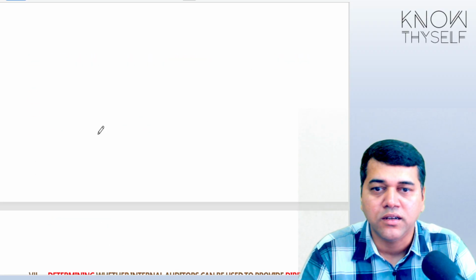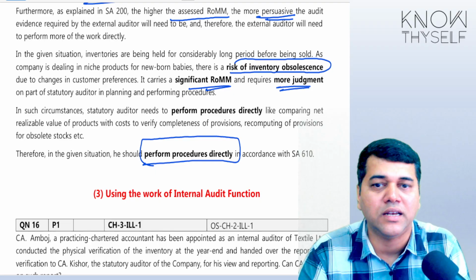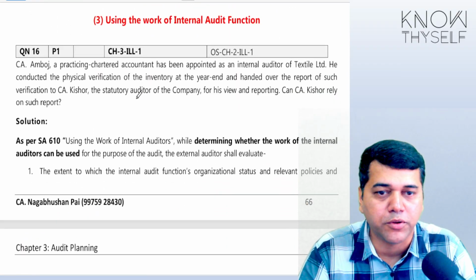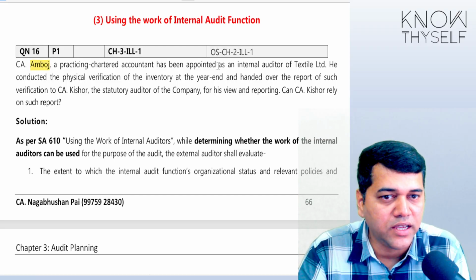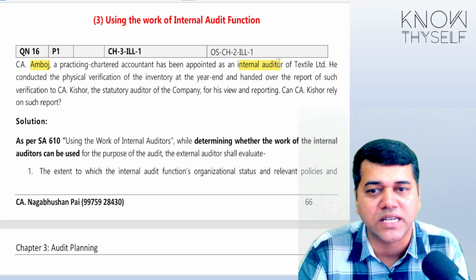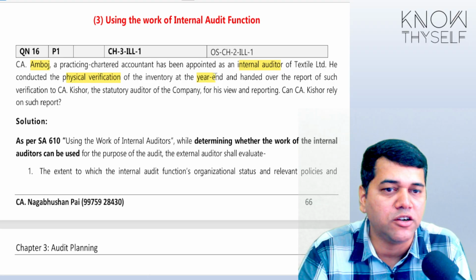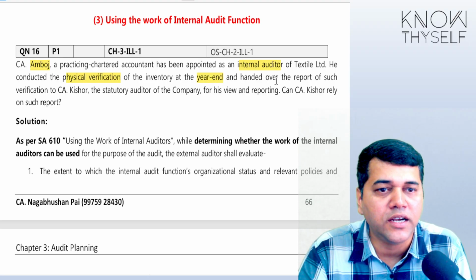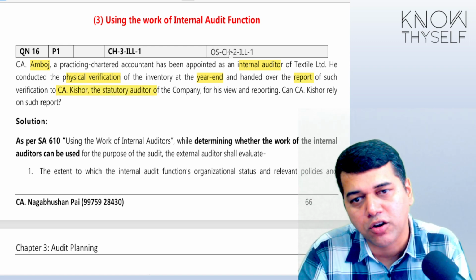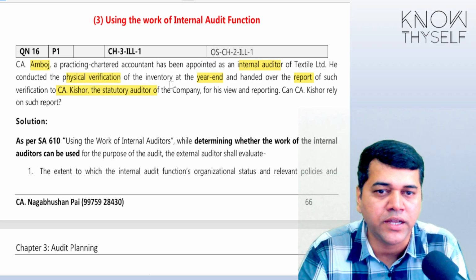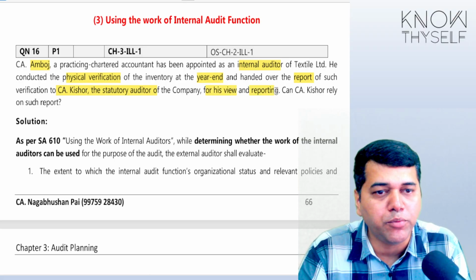So let us take, was there any question? Yes, there are two questions, an illustration question and test your understanding. Let us see. I have marked it as priority one. CA Amboj is a practicing CA appointed as an internal auditor of one textile company, and he is conducting the physical verification at the end of the year and handed over the report of such verification to the statutory auditor.